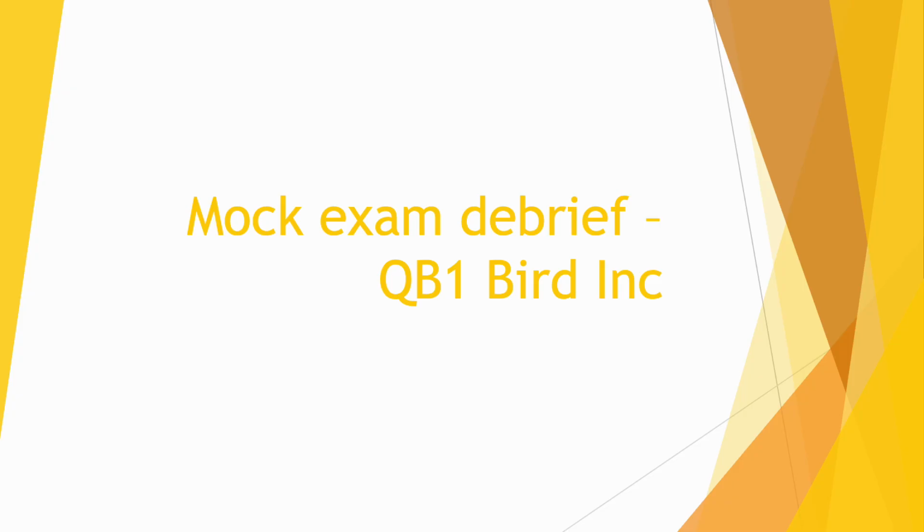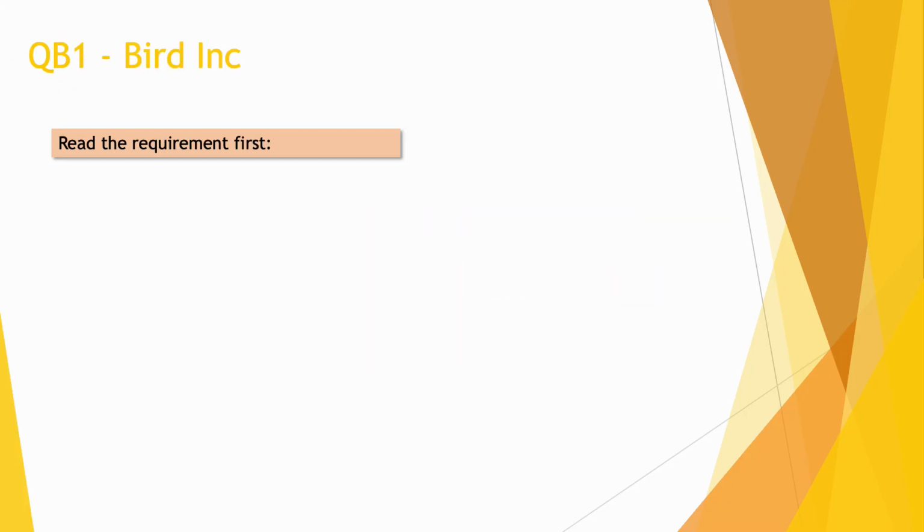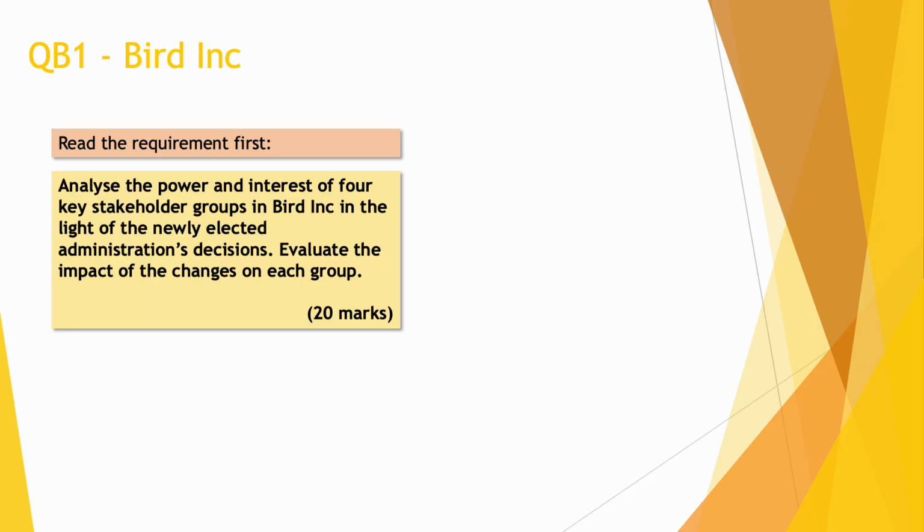Now this one is focused around stakeholder analysis primarily. So let's take a little look. Now we're going to do exactly the same thing we did before, which is we're going to read the requirement first. Now, as we mentioned, it is linked around stakeholder analysis. So, analyse the power and interest of 4 key stakeholder groups in Bird Inc. in the light of the newly elected administration's decisions. Evaluate the impact of the changes on each group for 20 marks.